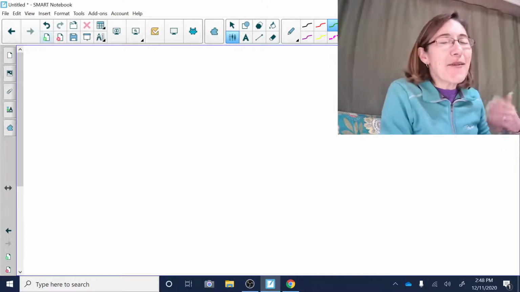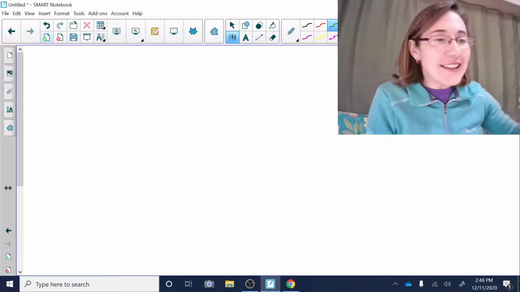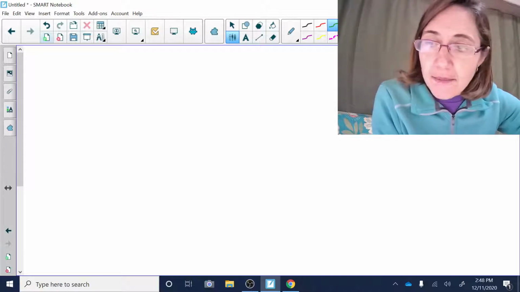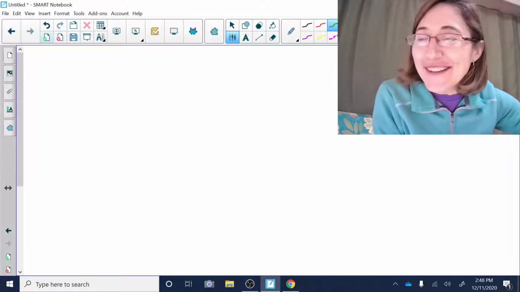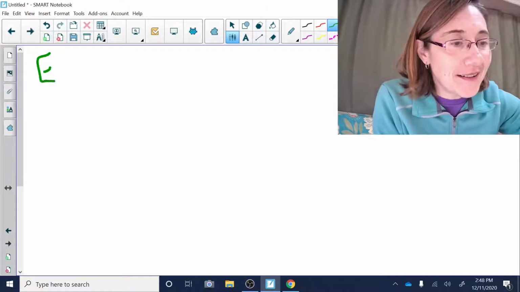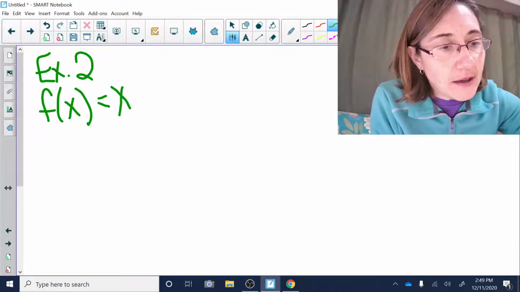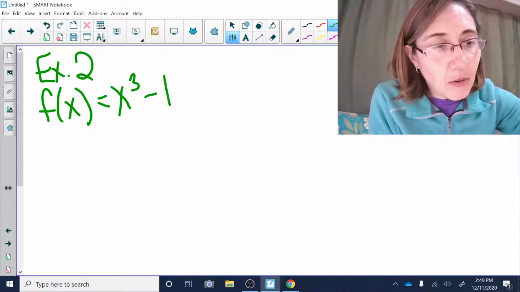So let's try another one, a little bit more interesting because we're in Algebra 2 now, so we should be doing quadratics, cubics, things like that. So for example 2, let's try f of x equals x cubed minus 1.